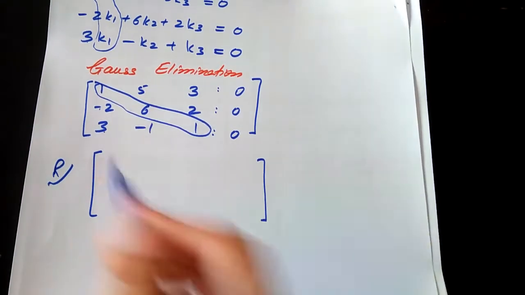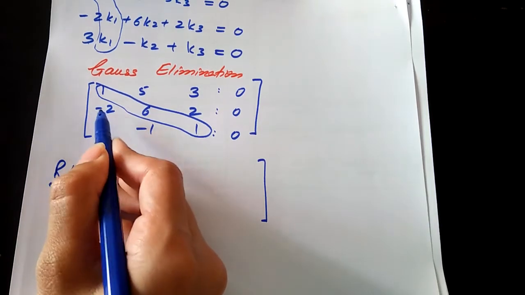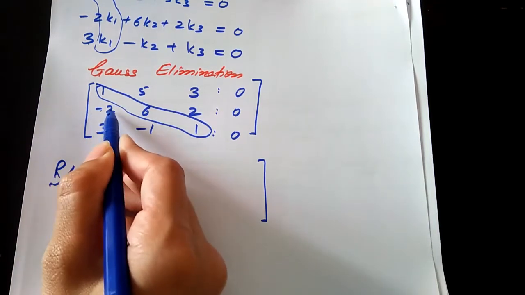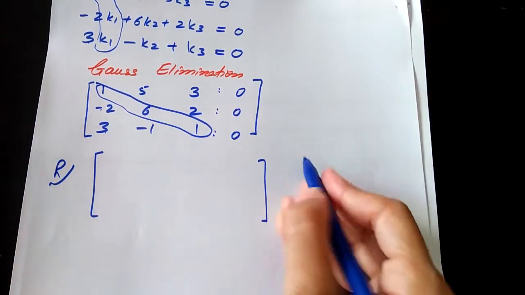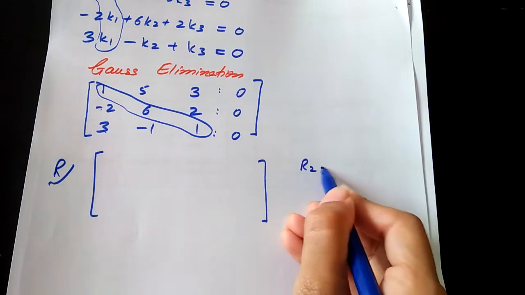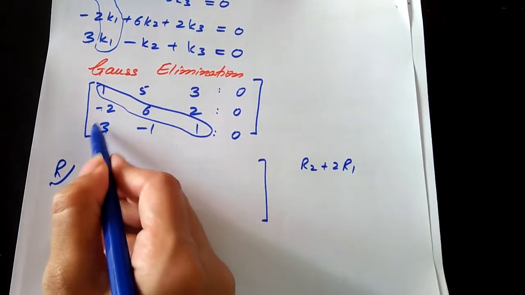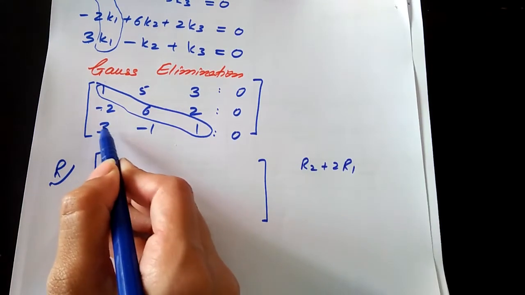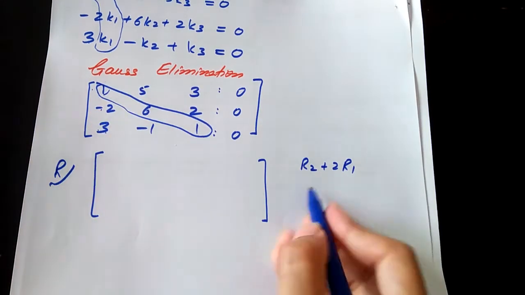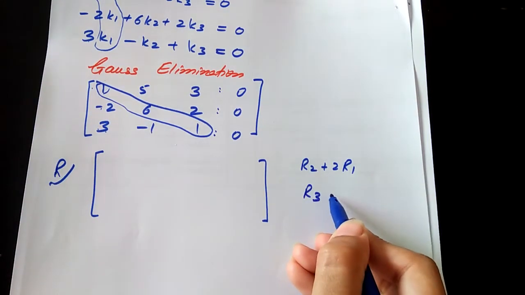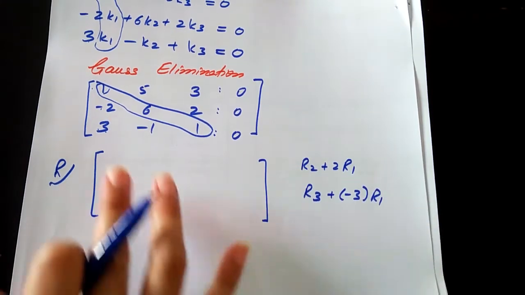For that purpose, what am I doing here? I need to make this entry 0. For that purpose, simply minus 2 plus 2 times this row. So it will be R2 plus 2R1. This entry will be 0. Now this entry, how will you make it 0? It will be 0 if you have 3 minus 3 times 1. So it will be R3 plus minus 3 times R1. Now apply these row operations here.